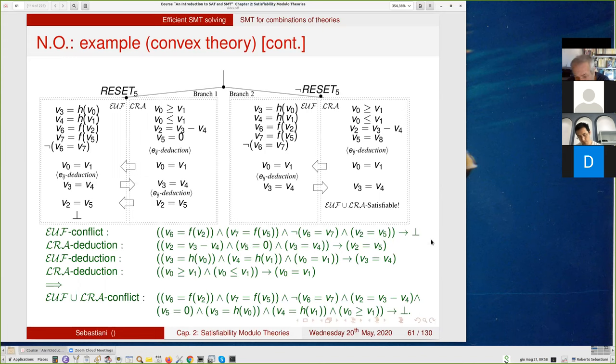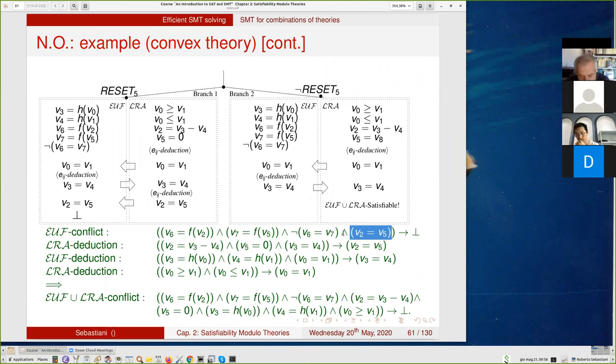But unfortunately, V2 and V5 is not an atom occurring in the formula. So this is not a conflict set. It's something that is a new atom that you have deduced, okay? So this is not a conflict set.